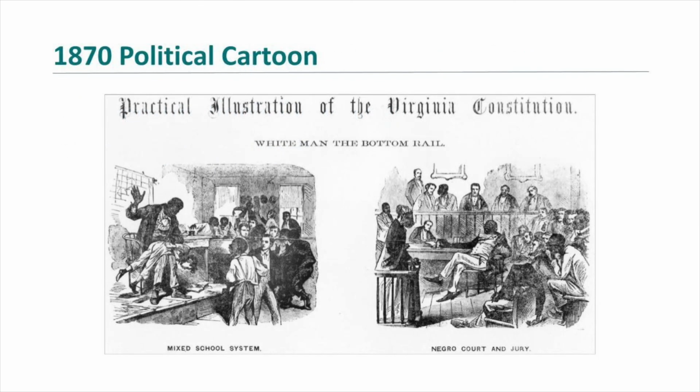Here's a cartoon from around 1870, a political cartoon. It illustrates a key theme of the racist opposition to Reconstruction, the idea that blacks had forced themselves upon whites and gained domination over them. A black school teacher inflicts punishment on a white student in an integrated classroom, and a racially mixed jury judges a white defendant.